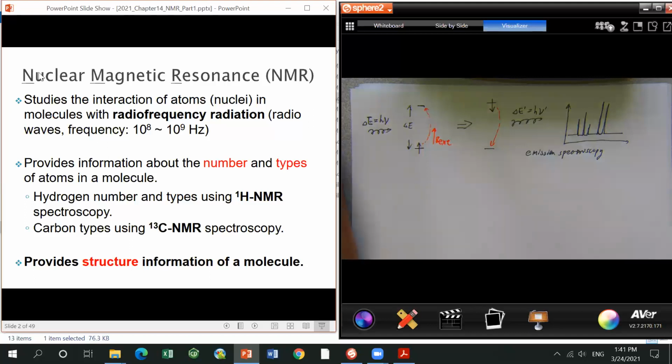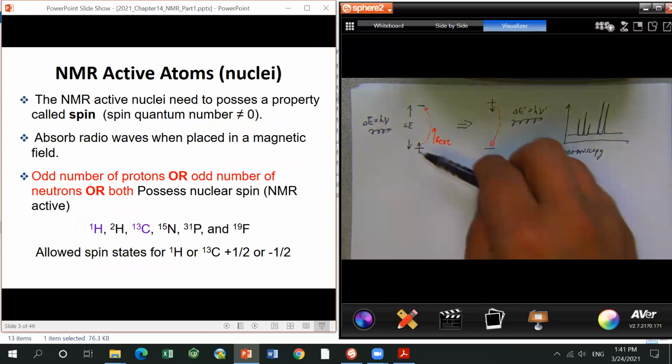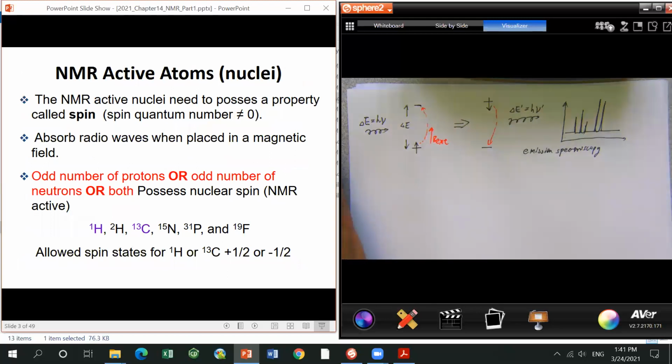Here just keep in mind that not all atoms or nuclei will give NMR signals. Only NMR active nuclei give a signal. We already covered that an NMR active atom should have spin, so the spin quantum number cannot be 0. Then they can absorb radio frequency and give out NMR signals. So what kind of atom is NMR active, or has spin? That's shown here.